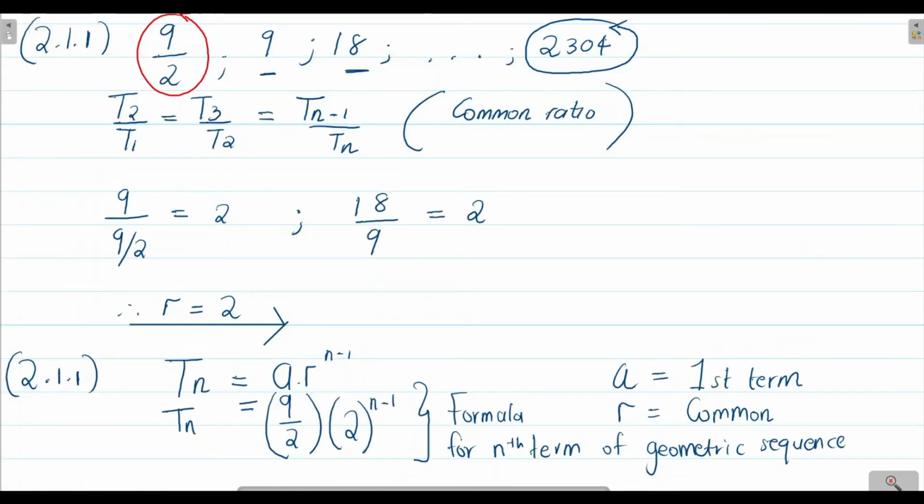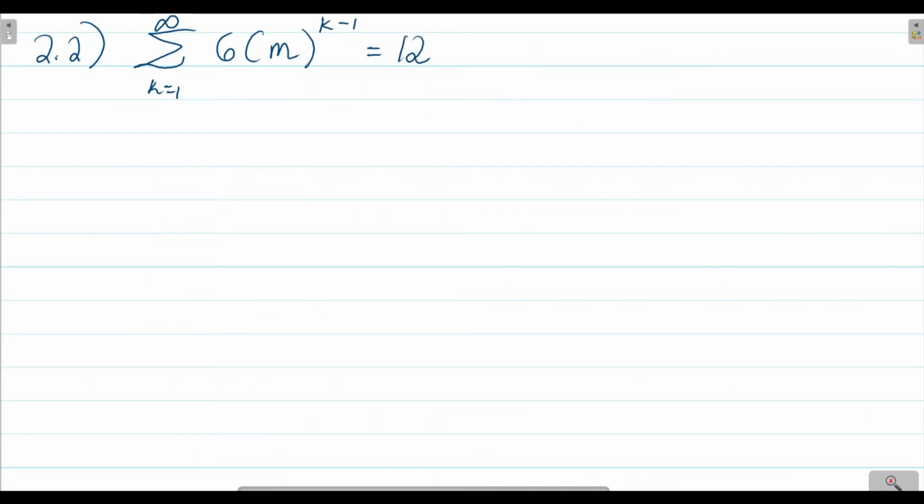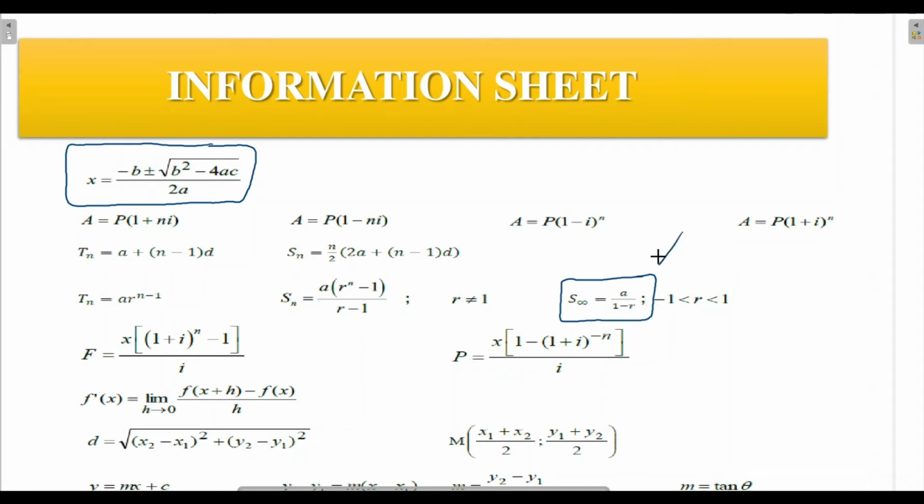All right, so let's see. Okay, so we're given that the sum of this infinite geometric series, given by 6 times m, all raised to the power of k minus 1, is equal to 12. We need to determine the value of m. Okay, so first thing we know, guys, is that to get the sum of an infinite geometric series, we use the formula a over 1 minus r. Okay, this formula, guys, is given to you in the formula sheet, right? You just need to understand when you use it, right?